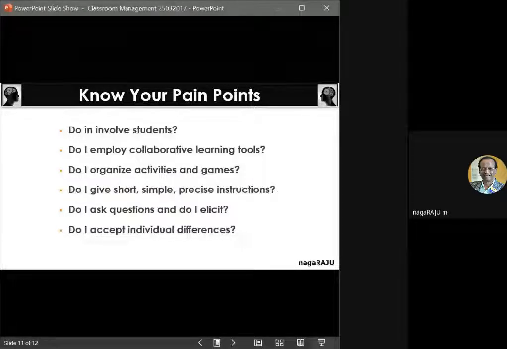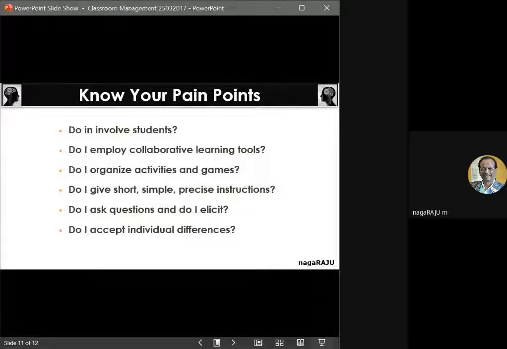If you have scope to improve, do I involve my students in my class? Do I use any collaborative techniques? Do I organize any games and activities in my class? Are my instructions clear and simple? Do I ask questions and do I elicit? And do I accept that students are different levels and different abilities?